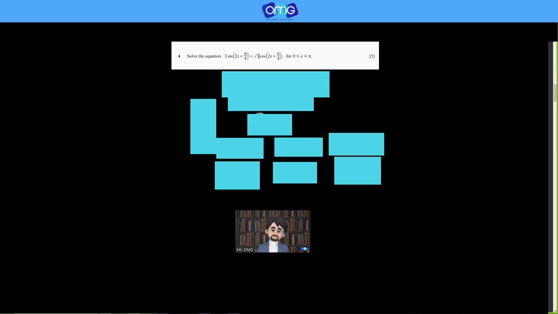Solve the equation of these trigonometric equations. Look at this, they have the same angle, so we can make sin divided by cos, which is tan. So tan of 2x plus pi over 4 equals square root 3 over 3.